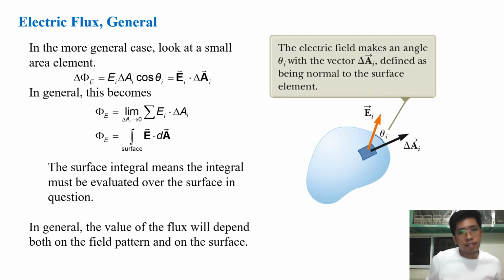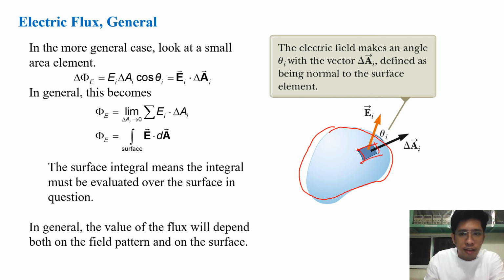Now, let's have a general form of your flux. In the more general case, we look at a small area element, just like we did earlier. By the way, this is for the case wherein your shape is irregular. Let's say, for example, this volume here. You have an irregular shape volume or area. But you can still solve for the flux of this one just by taking some infinitesimal area, delta A.